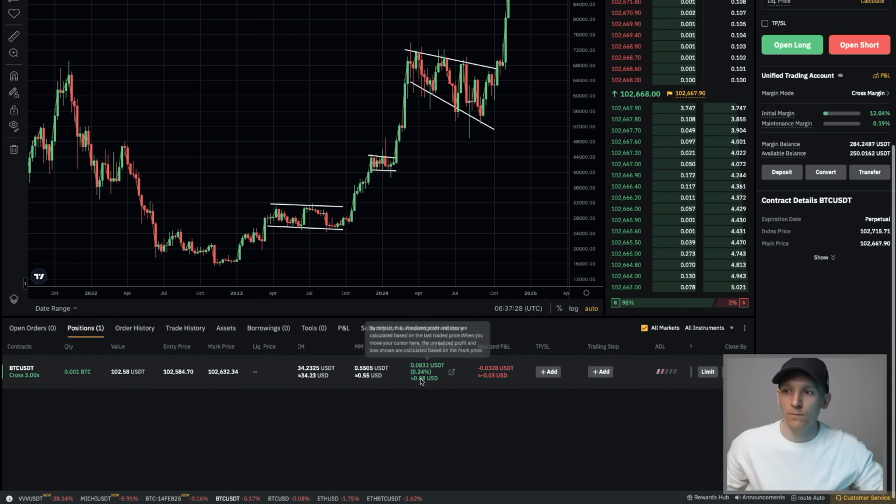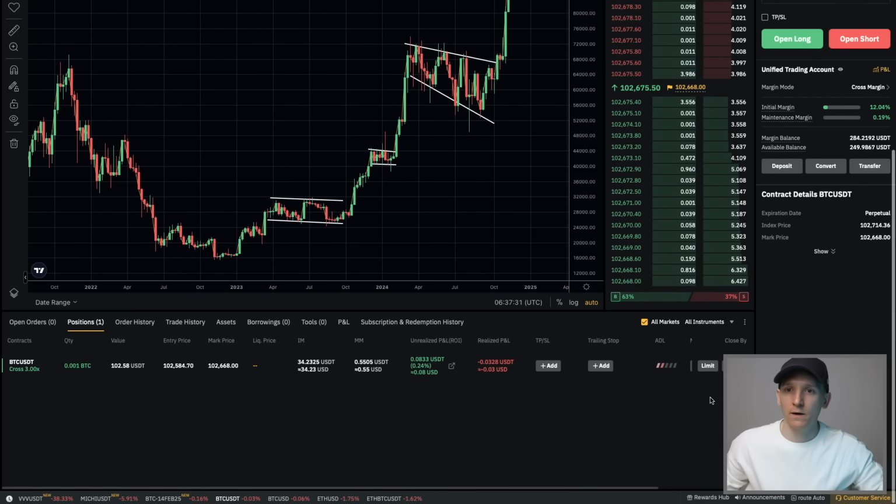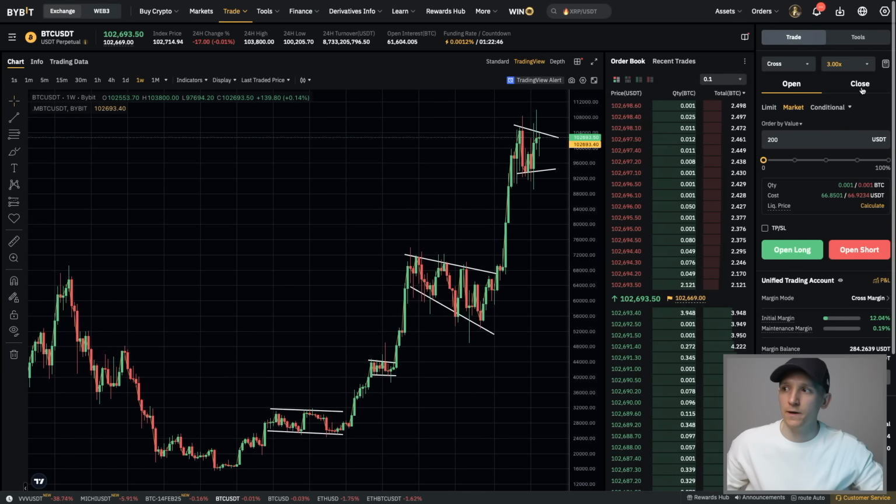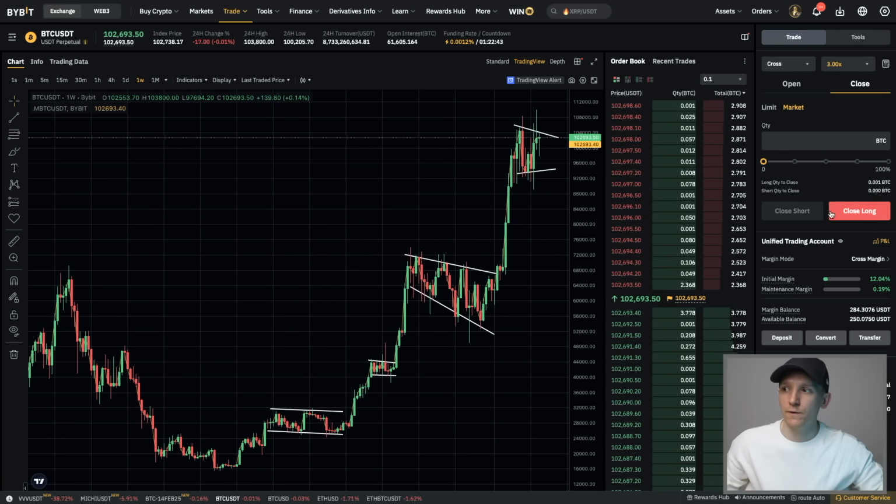So that's that. That's a long position. We let that ride, and then I can close my position up here where it says close by. You can also up here go to close and then close long. So closing is closing your positions. So I can choose to close half of my position.